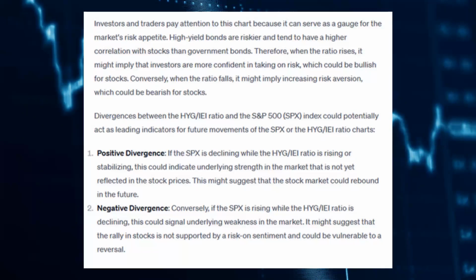Then you also have those negative divergences, where if the SPX is rising while the ratio is declining, this could signal underlying weakness in the market, and it might suggest that the rally in stocks is not supported by a risk-on sentiment and could be vulnerable to a reversal.